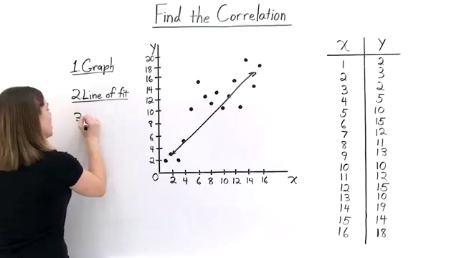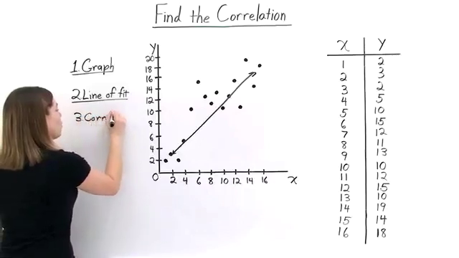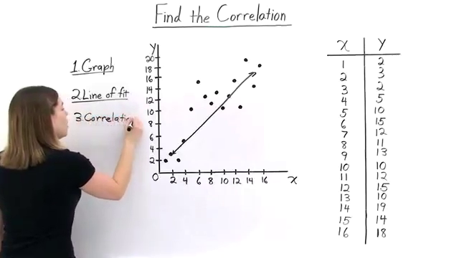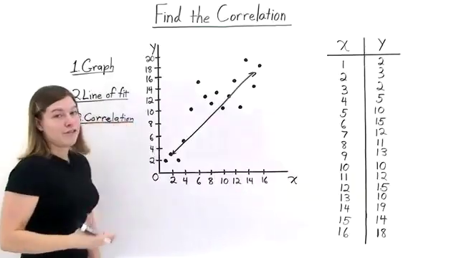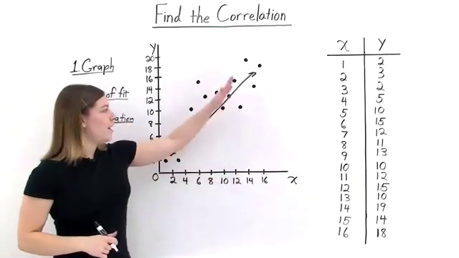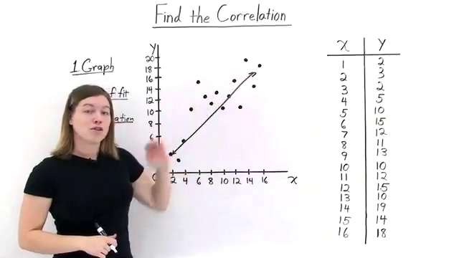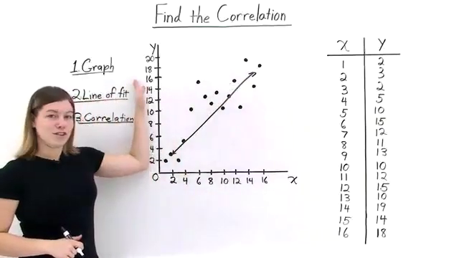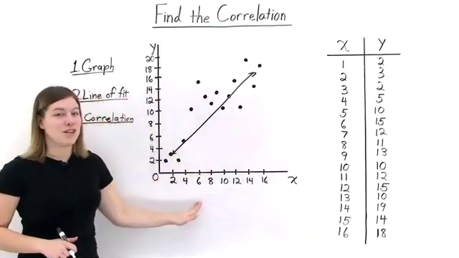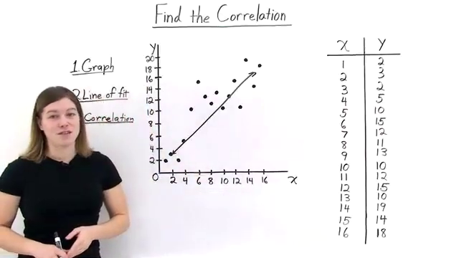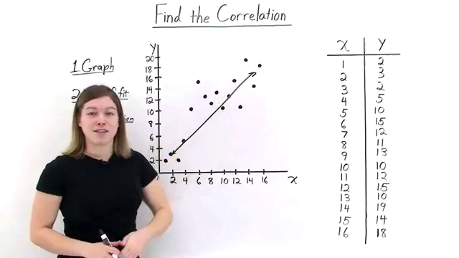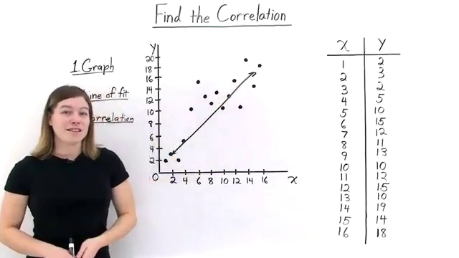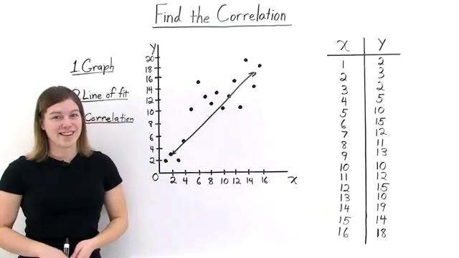The last thing we need to do is determine the correlation. To do this, we want to look at our line of fit. Our line of fit has a positive slope. So that means as the x values increase, the y values increase, or as the x values decrease, the y values decrease. So our line of fit has a positive slope. That means that this data has a positive correlation.